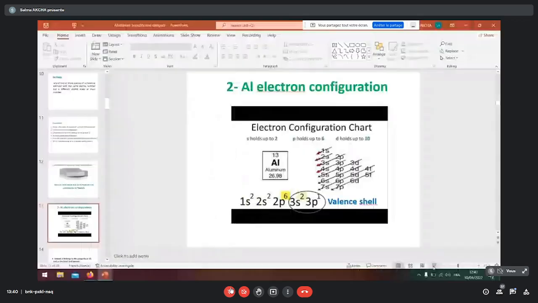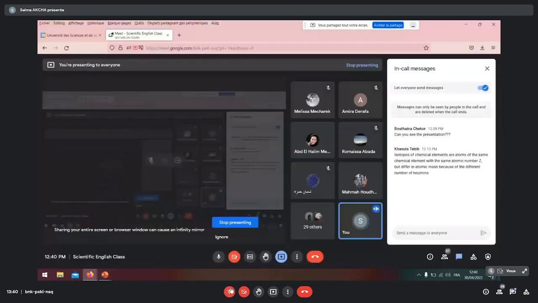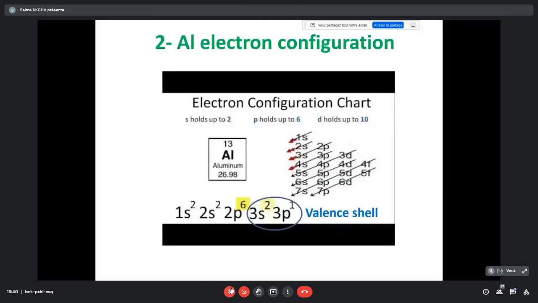If you want to write an electron configuration, guys, what do you do? How do you do that? What do you do first? I want you to write the electron configuration of aluminium. Yes, Hamza. What do you do, Hamza? We calculate the valence shell. No, before. We did not study this? No, we did not. Okay, Hamza, before.